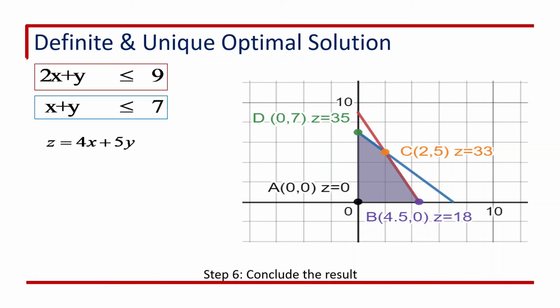Now step 6 is to conclude the results. As the objective was to maximize the value of z, z has maximum value at point D, so we obtain a unique and definite optimal solution at point D. The optimal values of variables are x equals 0 and y equals 7, with optimal objective function value of z equals 35.